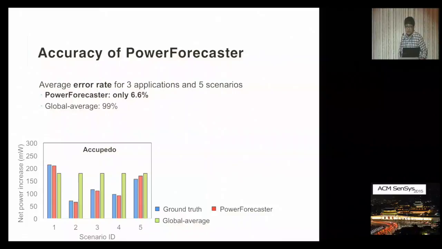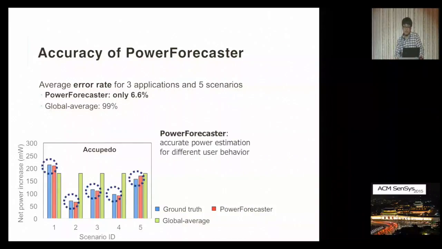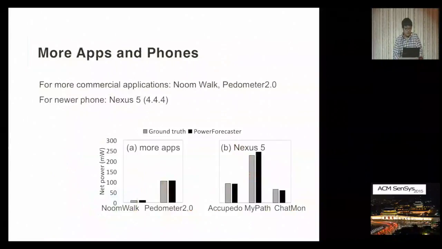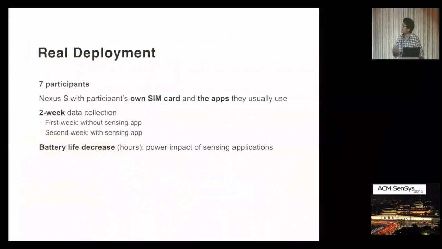Let's see the result in more detail. The graph below is the result of the Occupedo application. The leftmost blue bar is the ground truth, and the red one is the PowerForecaster. And we can see PowerForecaster provides accurate power information for all scenarios. I skipped some results for the time, and I will briefly describe the result in the real deployment.